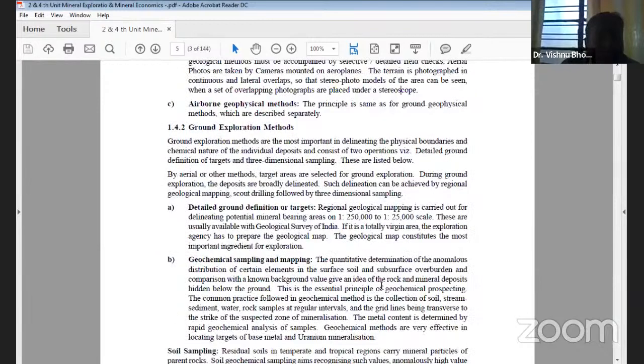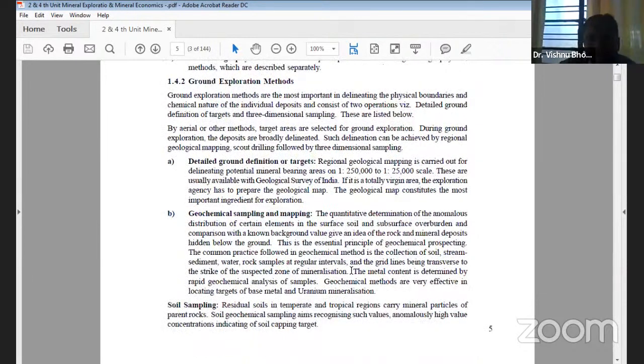Again, airborne geophysical methods. This principle is also similar for ground geophysical methods, and we see some ground exploration methods. Ground exploration methods are most important to delineate the physical properties and chemical nature of individual deposits, consisting of two operation zones: detailed ground definition of a target and three-dimensional sampling, which we should collect, given below.